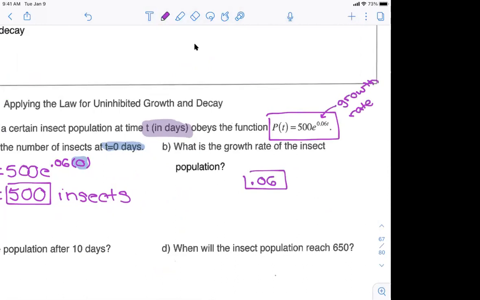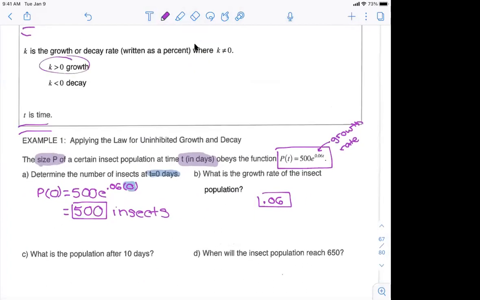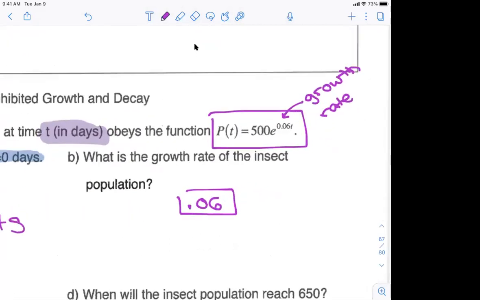And as it says above, if it's greater than 0, it's growth. If it's less than 0, it's decay. And this 500 was your initial starting point, right? So the original amount.